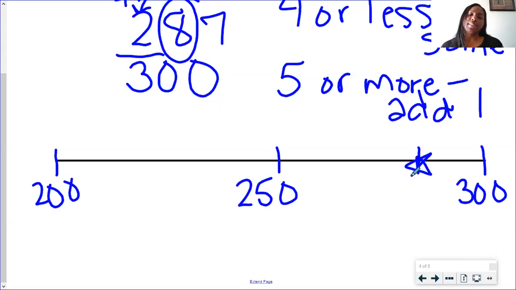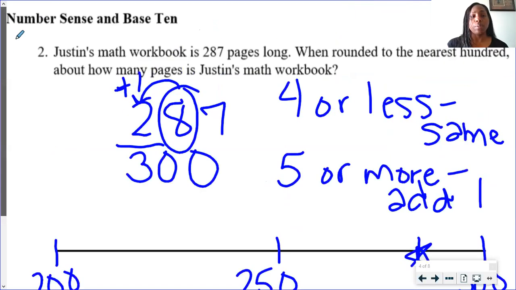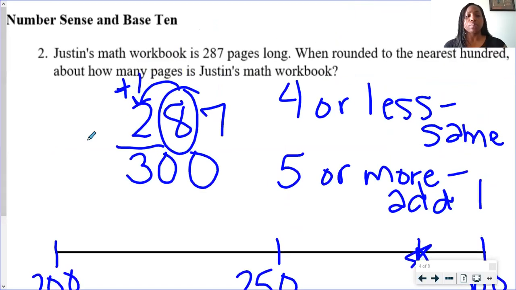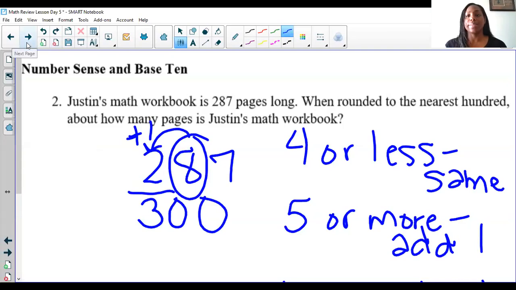So with that being said, which 100 is 287 going to be closer to? Is it going to be closer to the 200, which is over here? Or is it going to be closer to the 300, which is over here? Now, if you said 300, that means you are correct. Very good. So now we're going to go ahead and move into our next question.